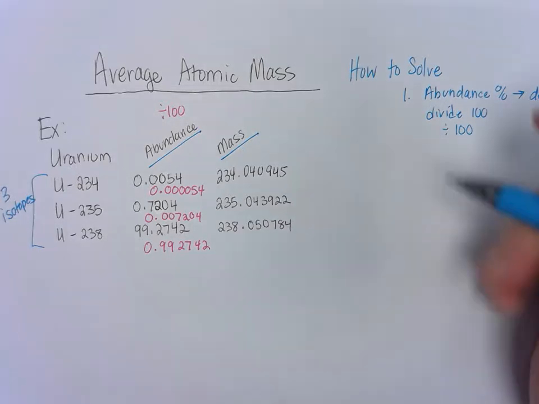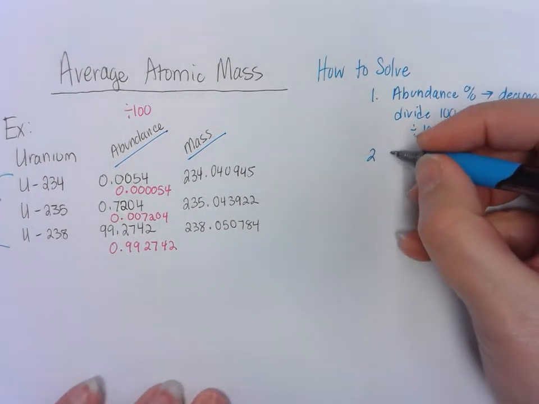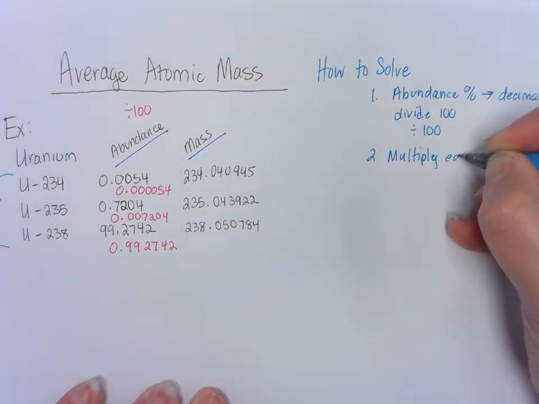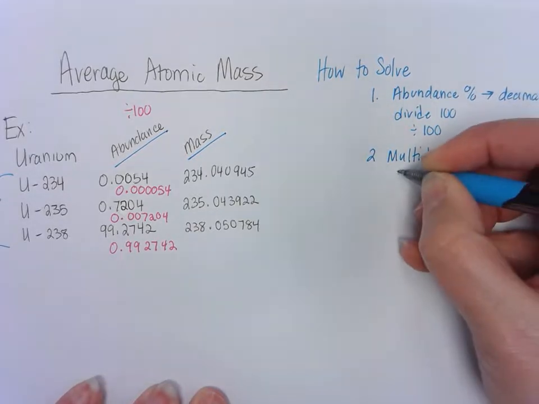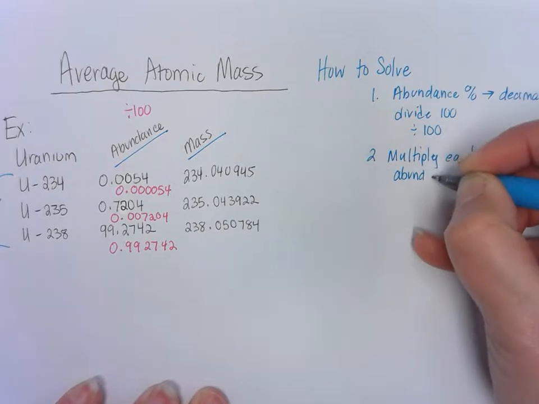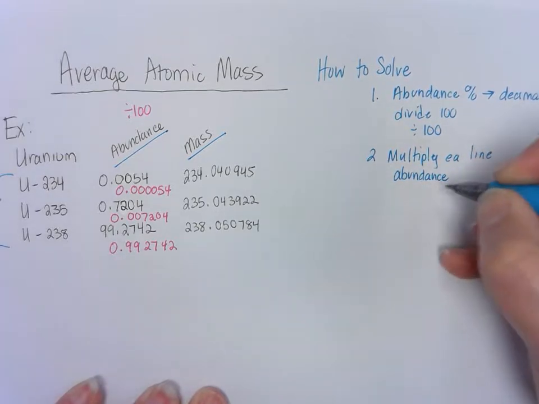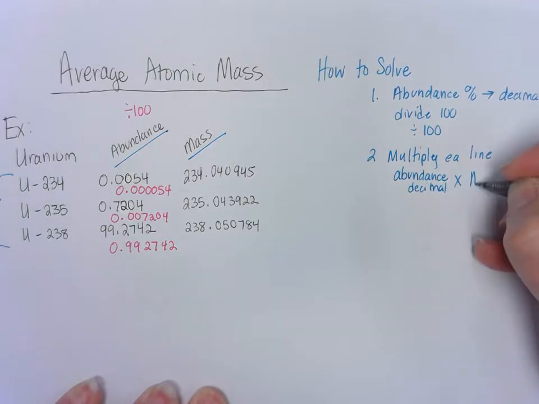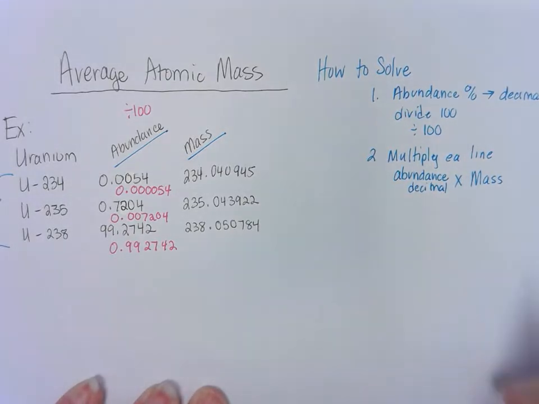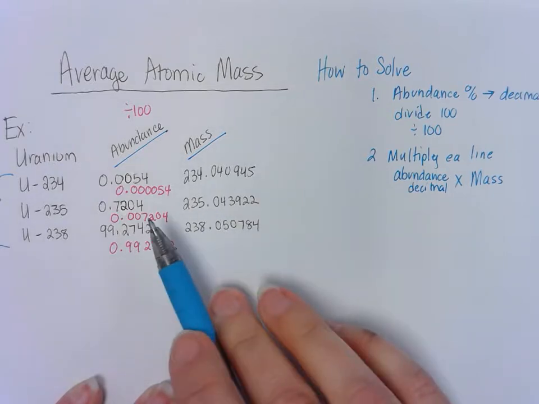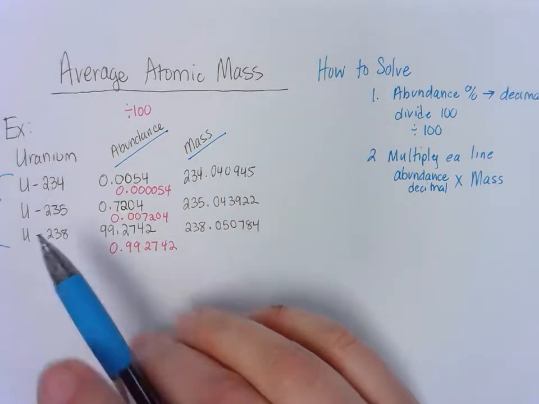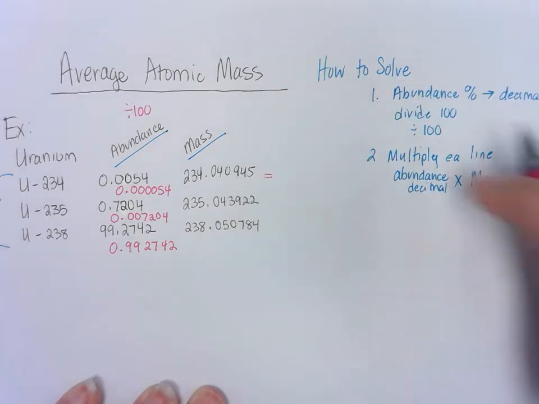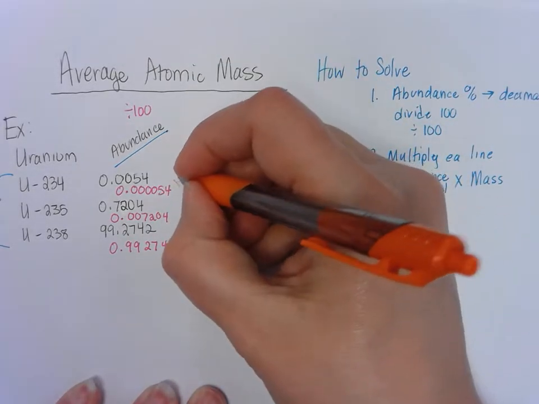The second step is you are going to then multiply each line, the abundance value, so the value that you have now in the decimal, by the mass. Again, if you have the exact mass, like we do here, use it. If you don't have the exact mass, you're going to use the rounded mass. And we're going to do that line by line. So we're going to take and multiply these two numbers.